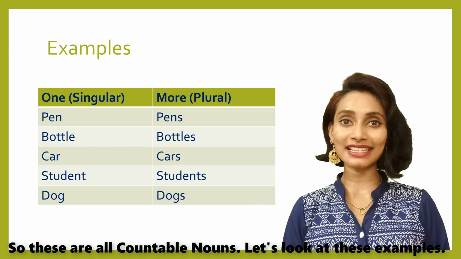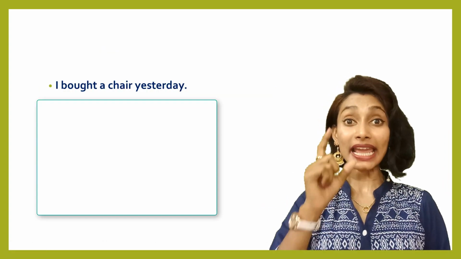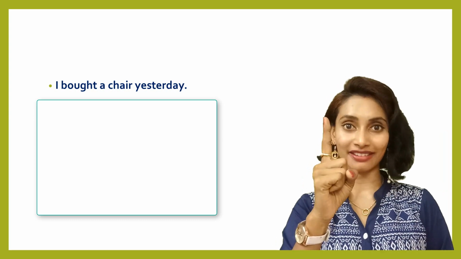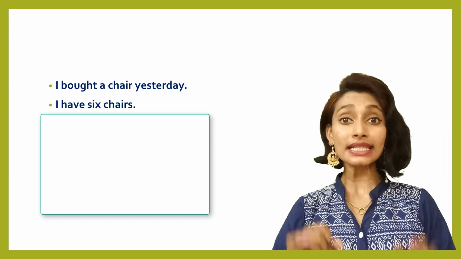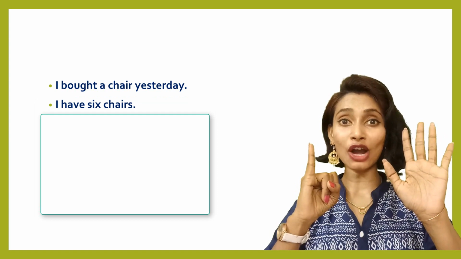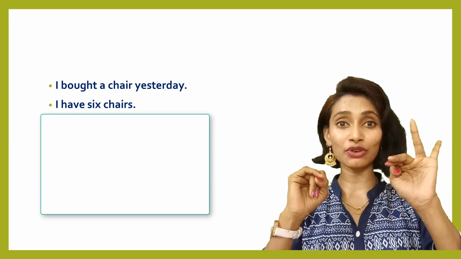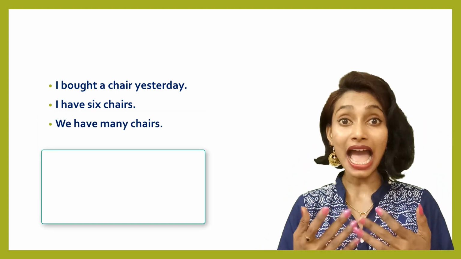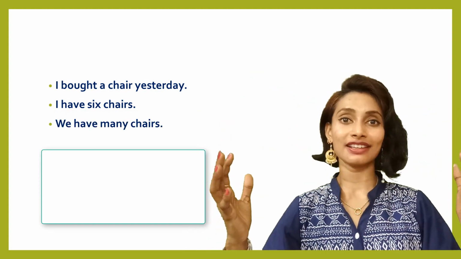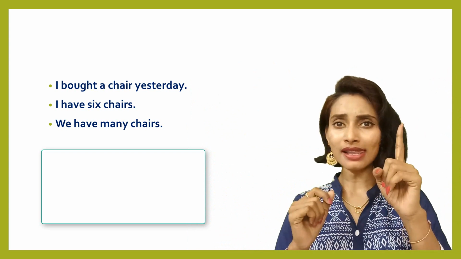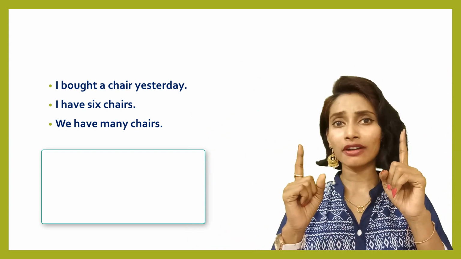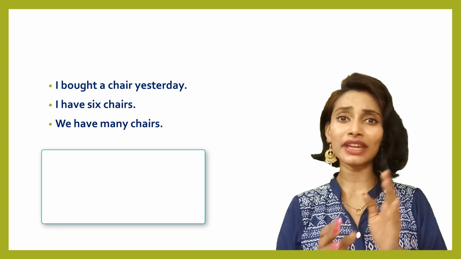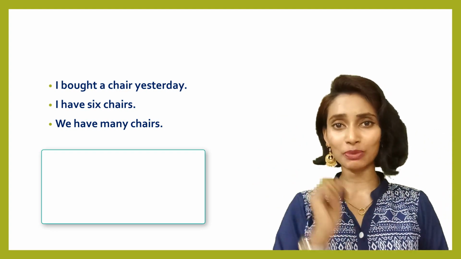Now let's look at these examples. I bought a chair yesterday. It indicates one chair. I have 6 chairs. I can count the chairs like 1, 2, 3, 4, 5, 6. So I can say I have 6 chairs. We have many chairs. So here one, we'll say a. For more than one, we can say many, or we can use even the number before that countable noun.